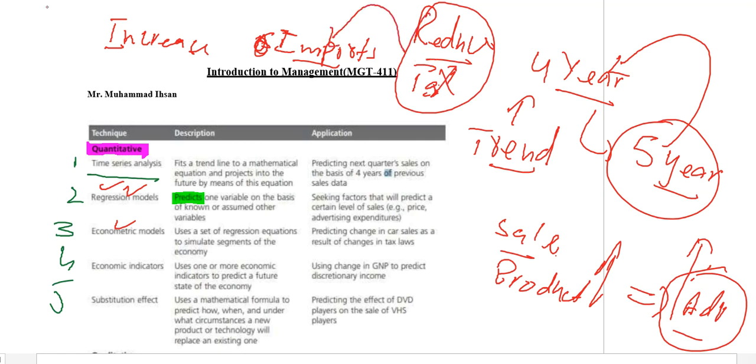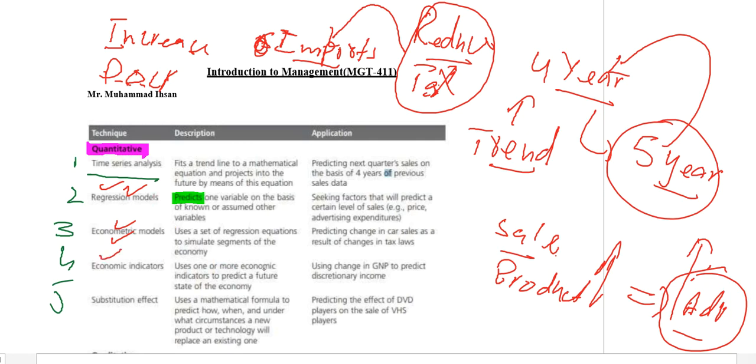On the other hand, if we want to decrease the import of specific products, then we increase the rate of tax, and this will decrease the imports of the specific products. So these are called econometric models, where we use these equations to simulate different segments of the economy.